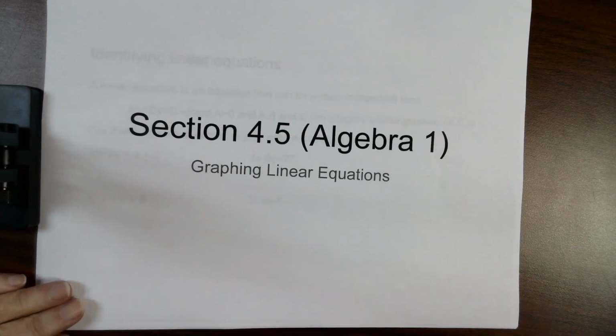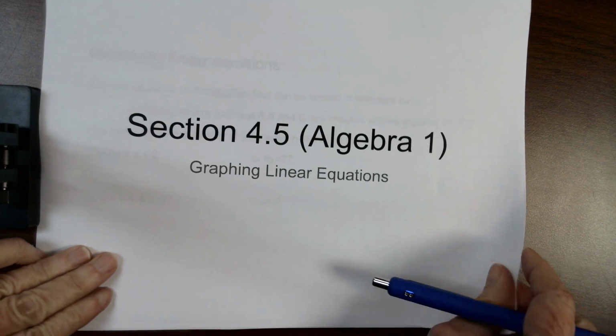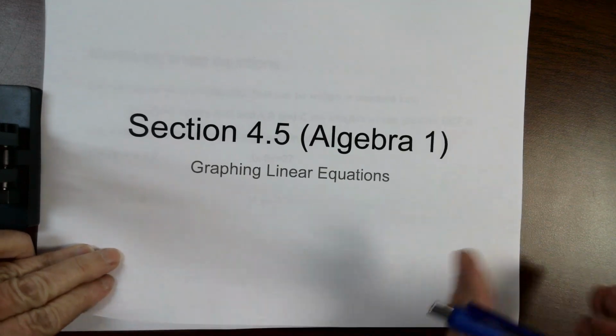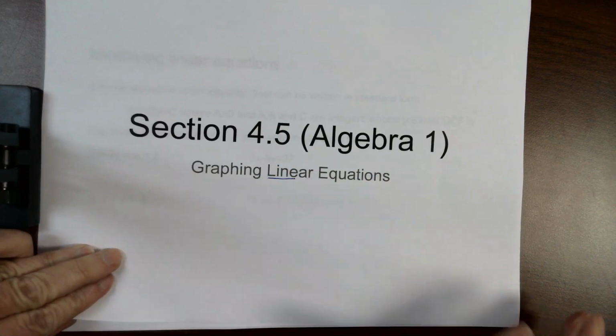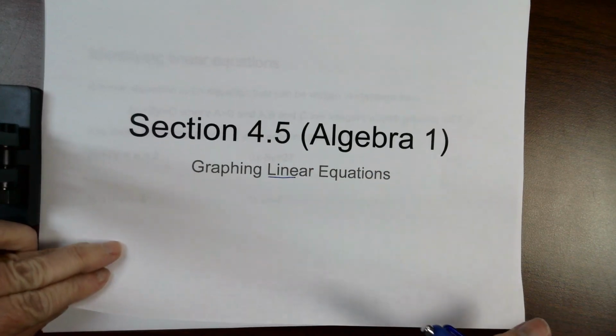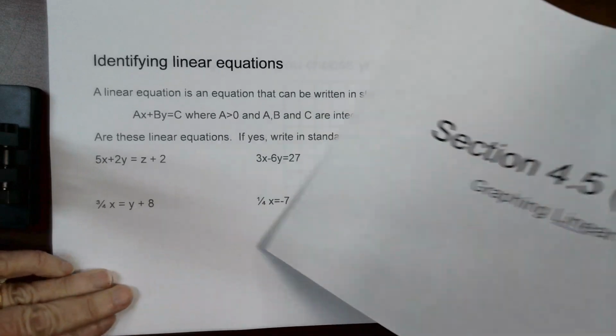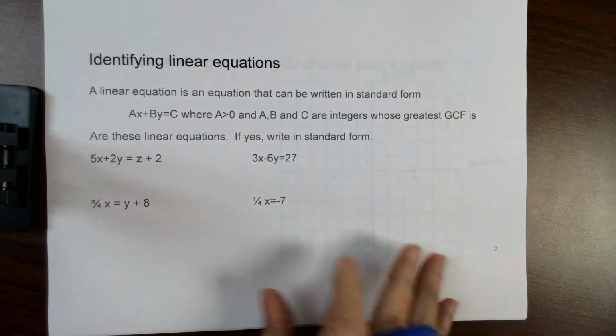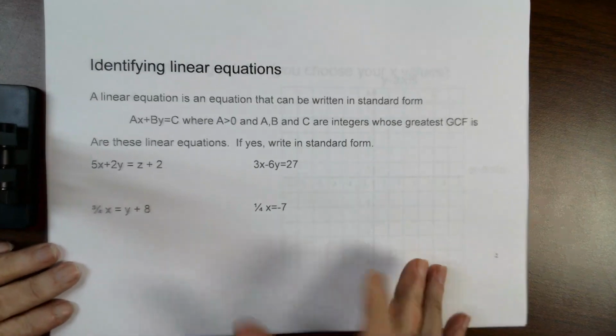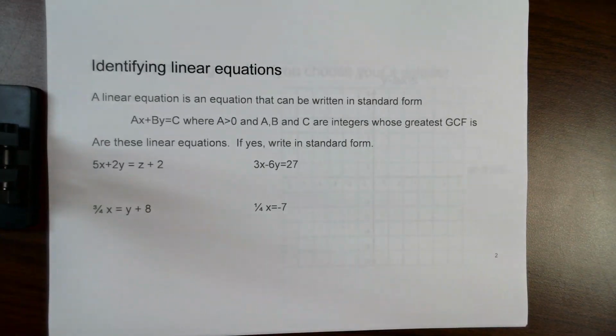Section 4.5 has to do with graphing linear equations. If you look at the word linear, you see that it has the word line in it. So these are equations that form lines. You've already been doing some of that in the last section. We're going to continue that mindset. We need to be able to identify when something is a linear equation.